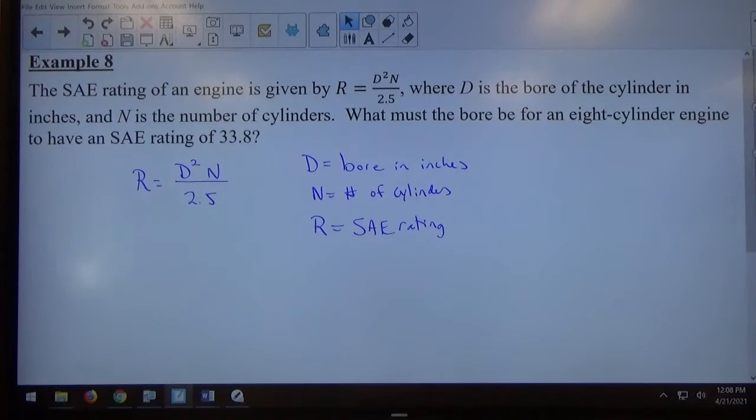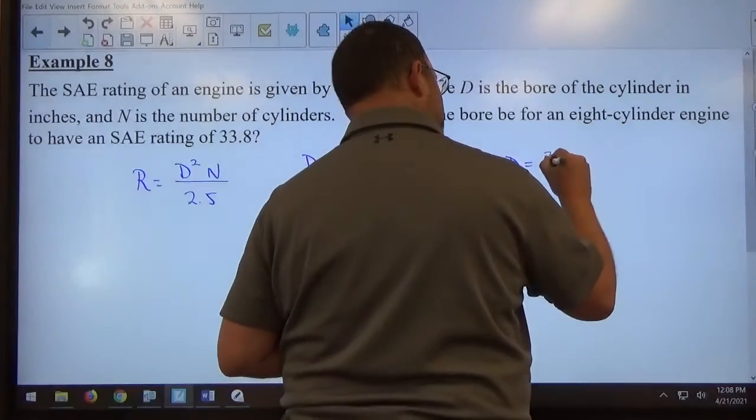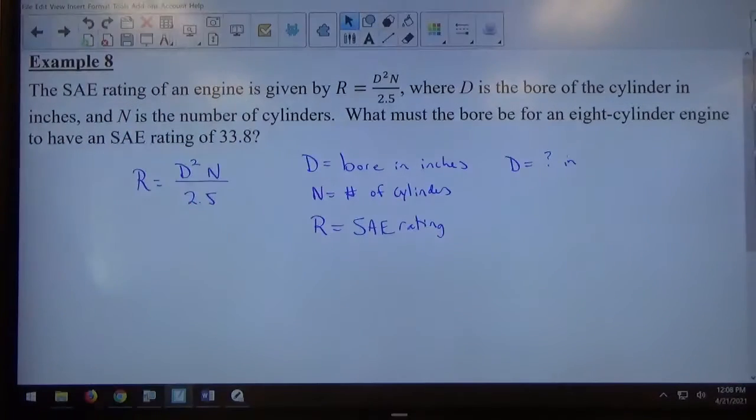Okay, so what must the bore be? So what are we trying to find? The bore, which is D, right? So D equals question mark inches. Again, the formula gives the bore in inches, so whatever number we get out is going to be in inches.